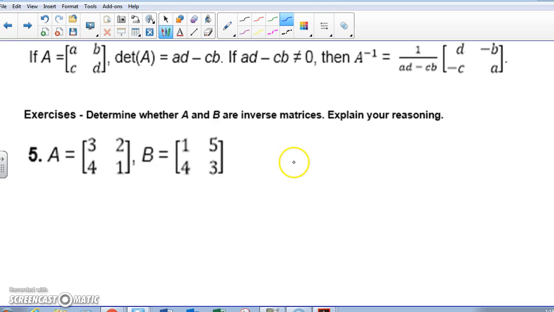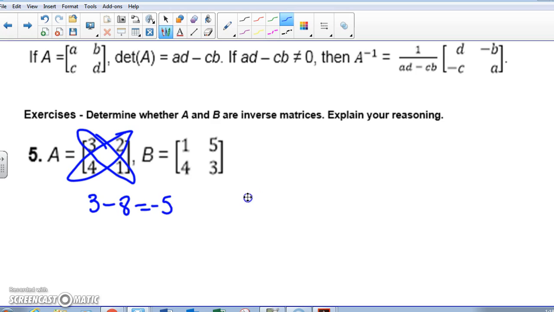Number 5, again, if I want to save myself some time, determinant. This is 3 minus 8. That's negative 5. So I'd have negative 1/5 times some crazy matrix that switched those and changed the signs here. Does that look like B? If I start doing negative 1/5 of all this, am I going to get this? No, so these are not inverses.